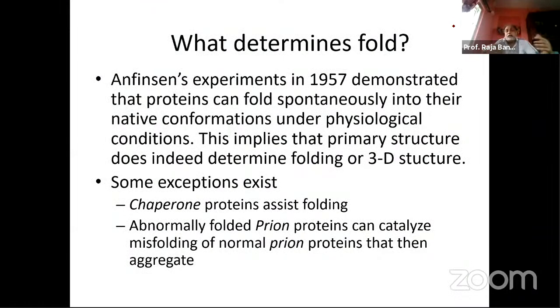So the question is, what determines fold? This was a novel work by Anfinsen. In 1957, he did the experiment, and in 1973, he was awarded the Nobel Prize. And in his lecture, he mentioned in the last slide that the function of a particular system depends on its structure, and the structure depends on its sequence.